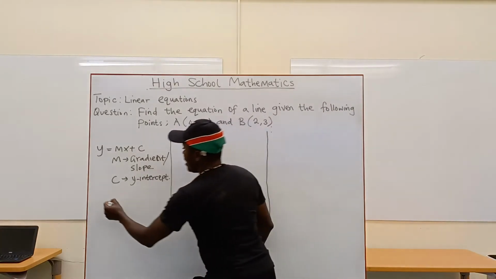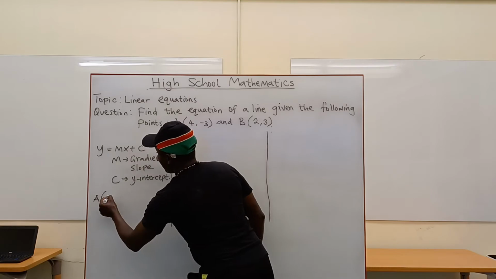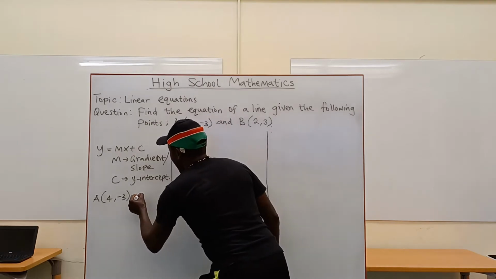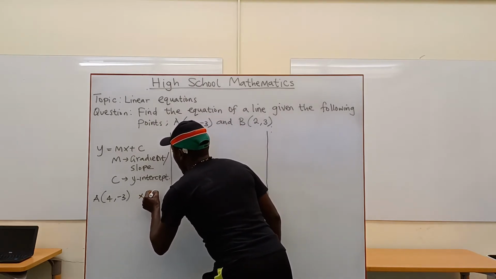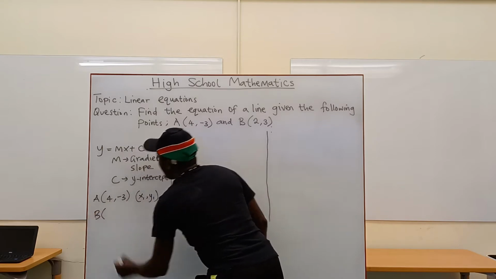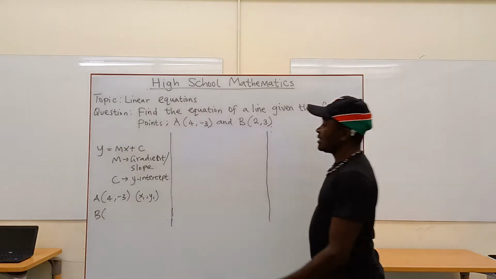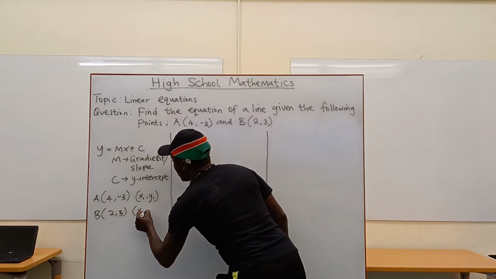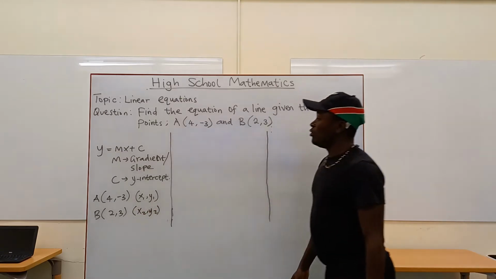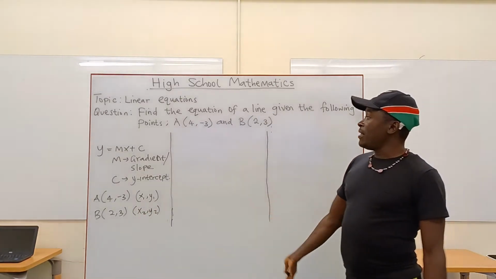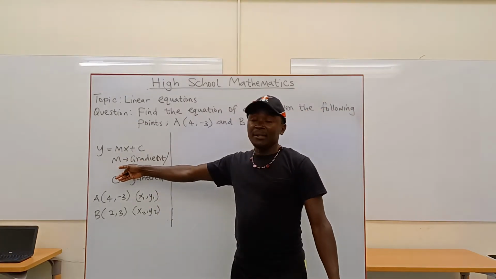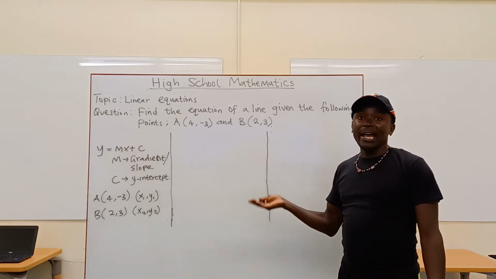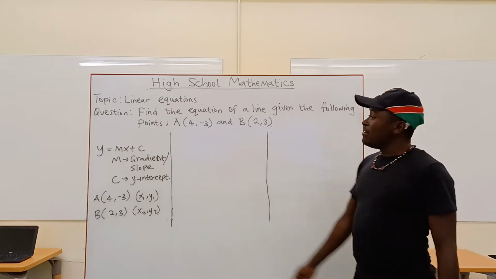With point A, which has the values 4 and negative 3, I'm going to refer to that point as my x1, y1 point. And point B, with x and y values of 2 and 3, I'm going to refer to as my x2, y2 point. I'm doing that because it will help me generate the formula for the gradient, which is the change in y over the change in x. So let's go ahead and find the slope of this line.